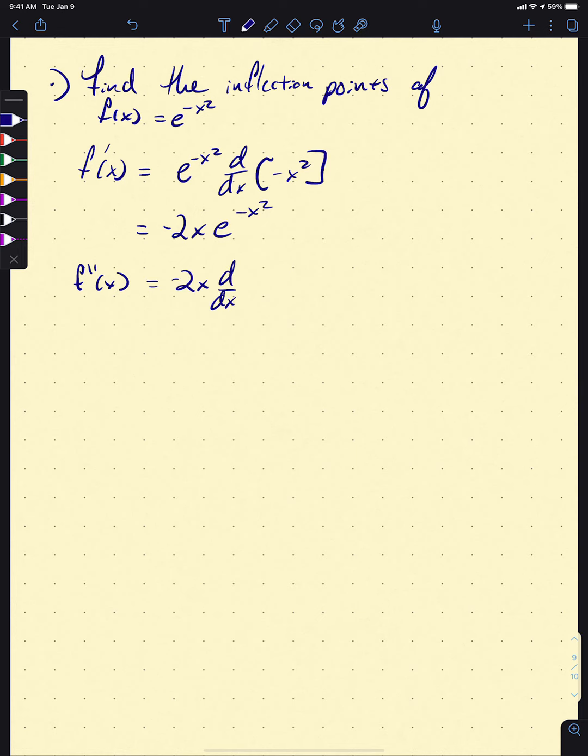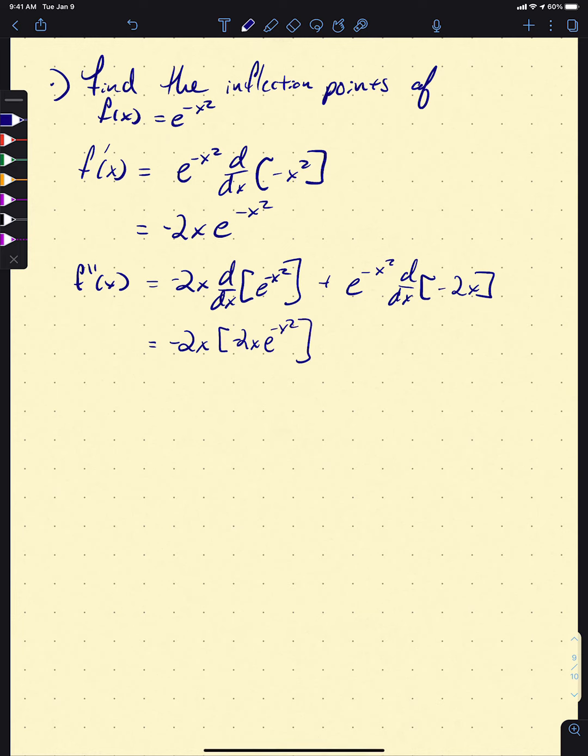Minus 2x times d/dx of minus x squared, plus e to the minus x squared times the derivative of minus 2x. We already know its derivative because we calculated it here. So it's going to be minus 2x e to the minus x squared.